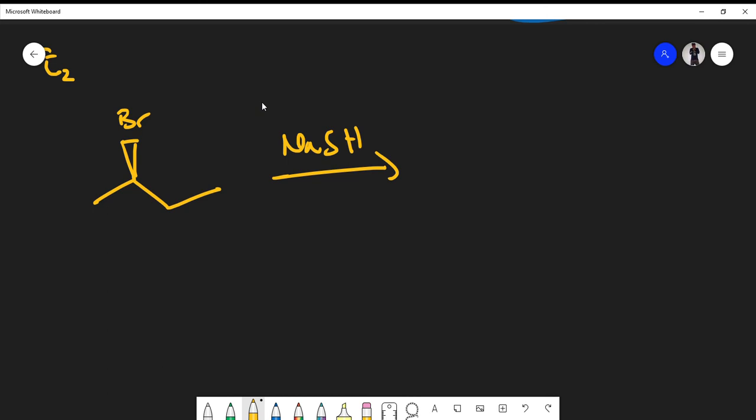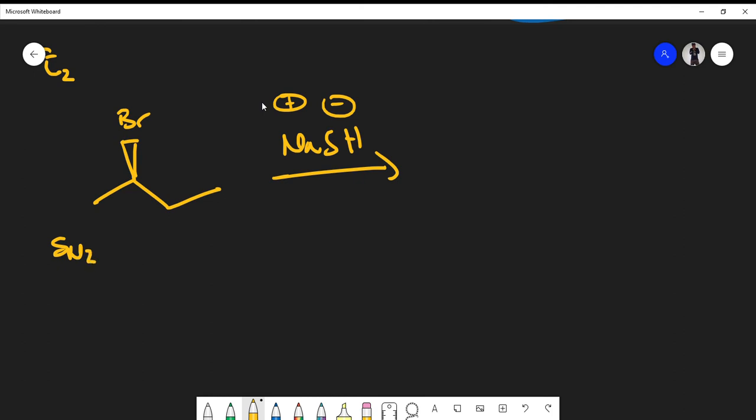Well, I'm looking at a secondary alkyl halide, and we know that our sodium is positively charged, so our SH group is negatively charged, and therefore it must be a nucleophile. We have a strong nucleophile because it is negatively charged, and we have a bromine on a secondary alkyl halide. So this is your classical SN2 reaction, all occurring in one step.